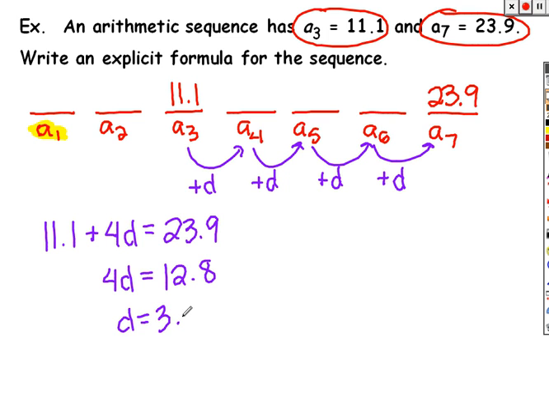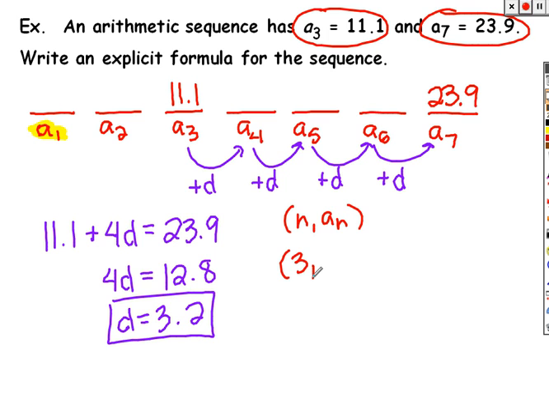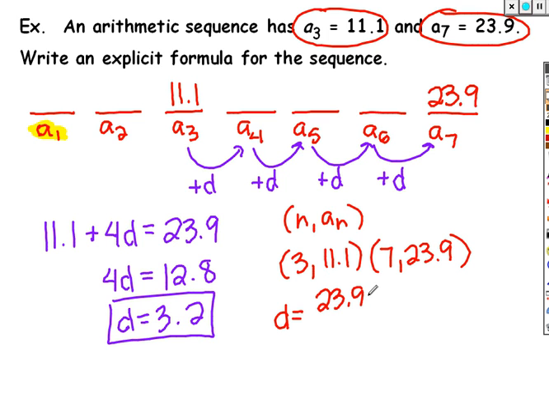If you solve this equation, you should get the constant difference, which comes out to be 3.2. Another way you could get this constant difference is you could think of this as like slope. So if you think of each of these points as n, a sub n, the third term is 11.1, and the seventh term is 23.9. To find that constant difference, that would be like the slope between these 2 points, or the rate of change. So you could have used the slope equation, y minus y over x minus x, and come up with that same amount. So 2 different, but similar approaches to finding the constant difference.